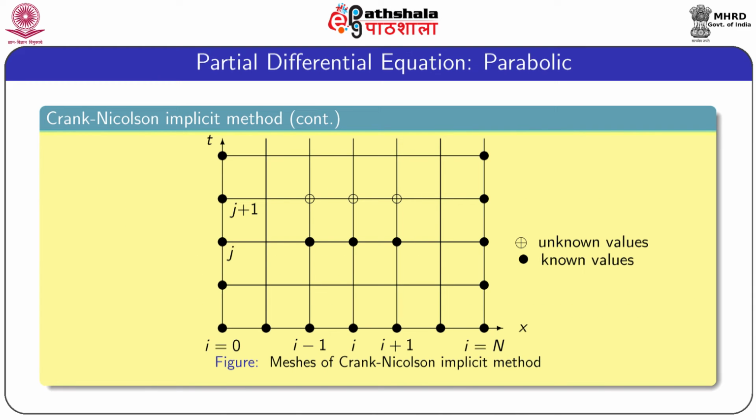This is the diagrammatic representation of the Crank-Nicholson implicit method. Here also the filled circle represents the known values, that means the initial values, left boundary and right boundary are given or known, and the open circle represents the unknown values of u. From this diagram we see that if the three values at level j are known, then we can calculate the three values at level j plus 1 using the Crank-Nicholson implicit scheme.